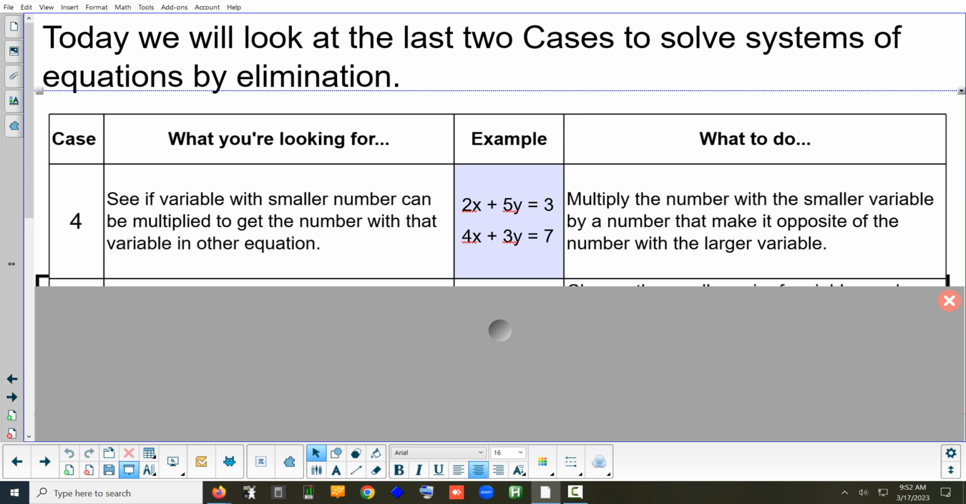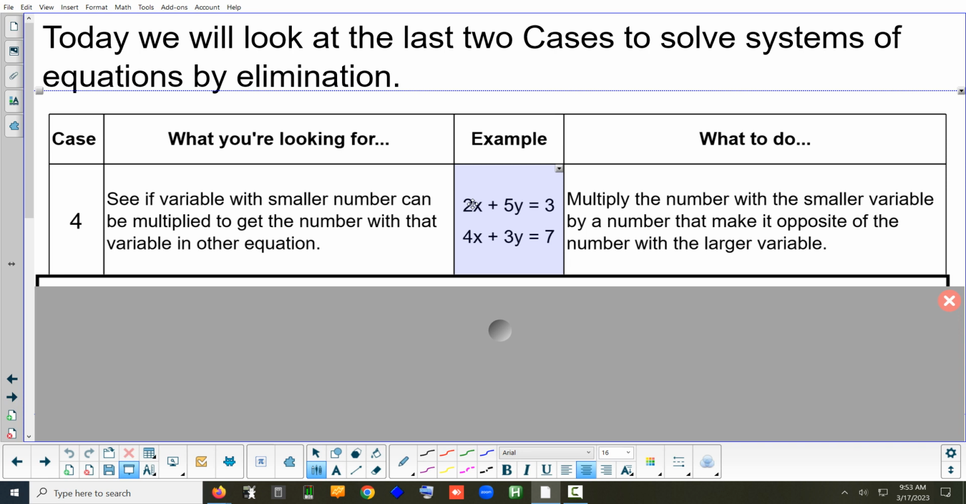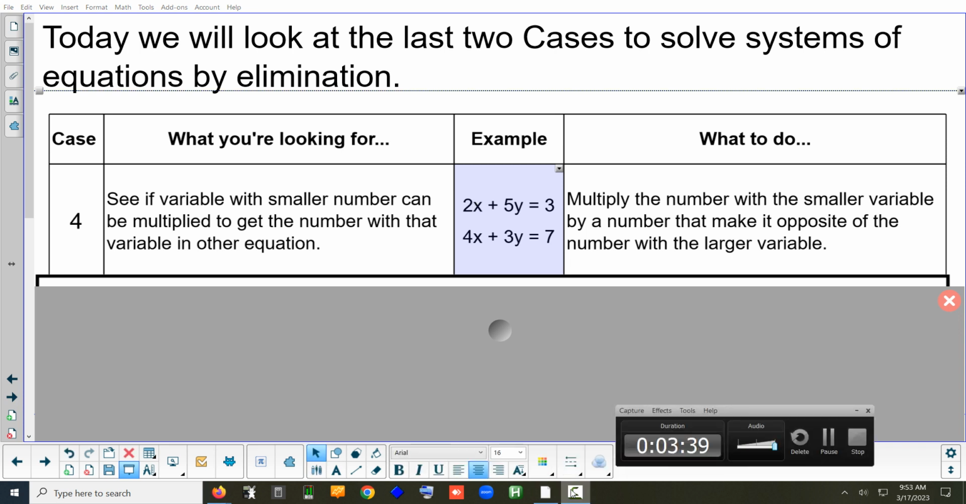Can you multiply 3 by something to get 5? No, not unless you use a fraction. So we're going to stay away from that. All right, let's look at the other smaller number, 2. Can you multiply 2 by something to get 4? What do you think, Mike? Yeah, then that's the one we're going to want to look at. So what are we going to do? I should fix that one too. We're going to multiply the variable with the smaller number.